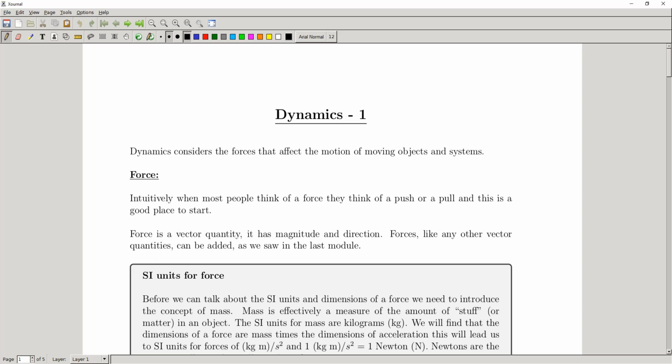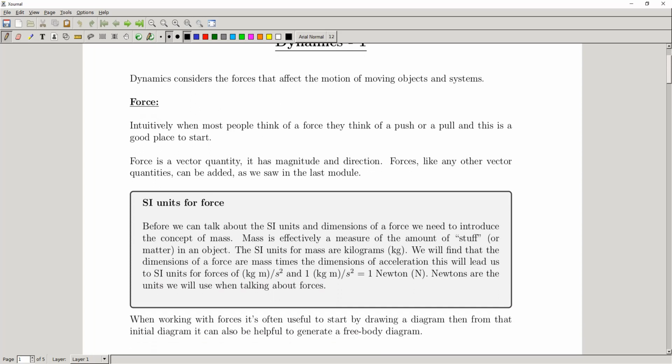And so one of the key concepts in dynamics is going to be this idea of forces. I think we all intuitively have some idea of what a force is. When people think about forces, generally they think about a push or a pull on some sort of an object, and this is a good place to start. Forces are a vector quantity, so they're going to have magnitude and direction. And like all the other vectors that we talked about, forces can be added up using the same vector tools we were talking about a few videos ago, right?